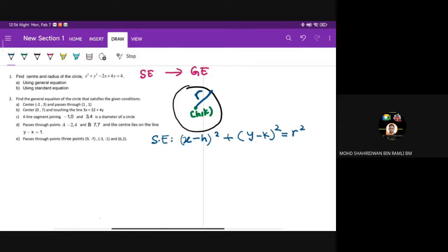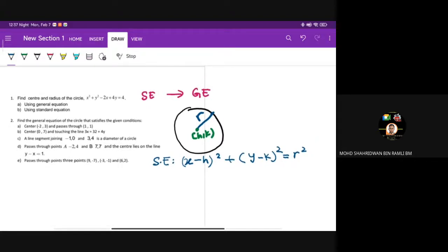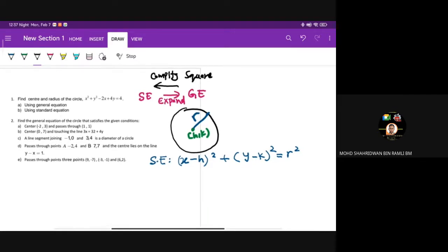Okay, the next one here. I'm going to show you how to transform from standard equation to general equation, or from general equation into standard equation. From standard equation to general equation is very easy because you need to do what? Expand. Simple. And then from general equation to standard equation, you need to do completing square. So we will show you later from this equation.